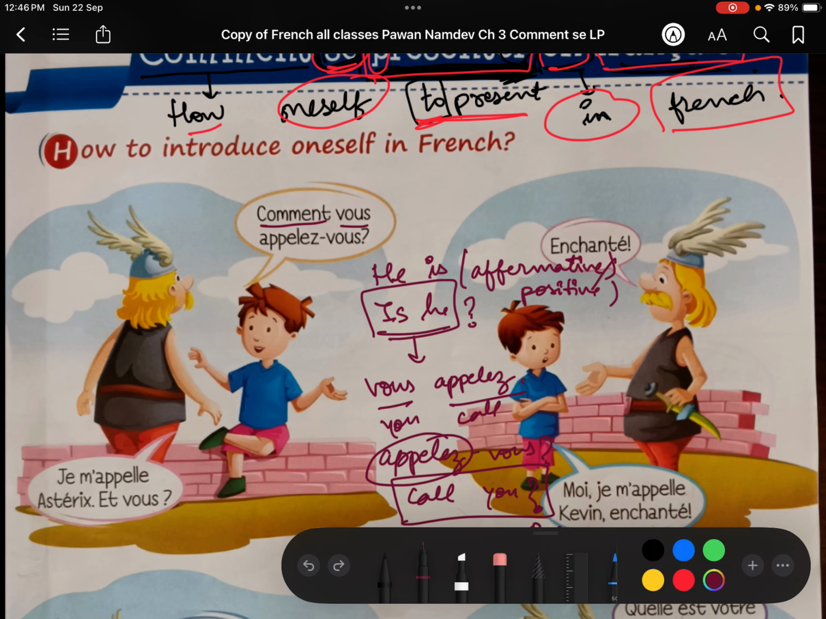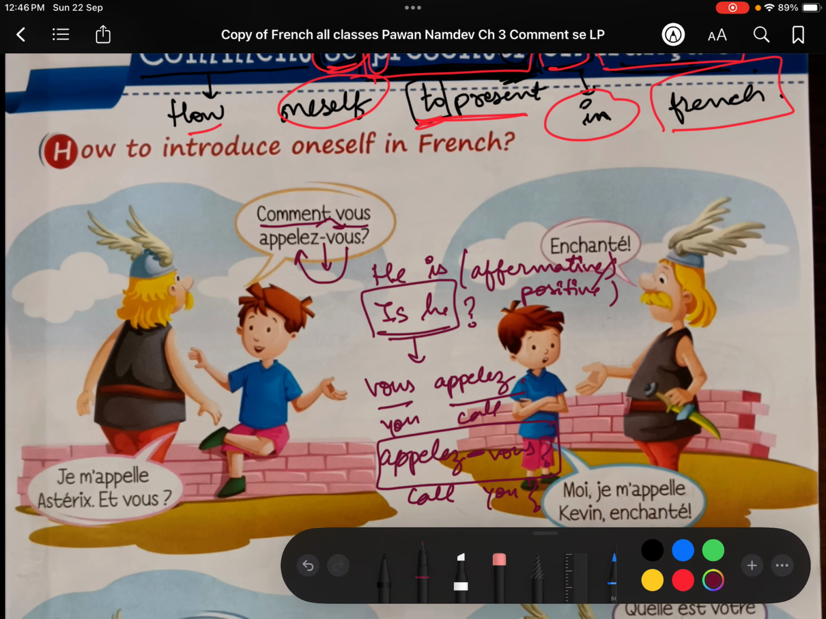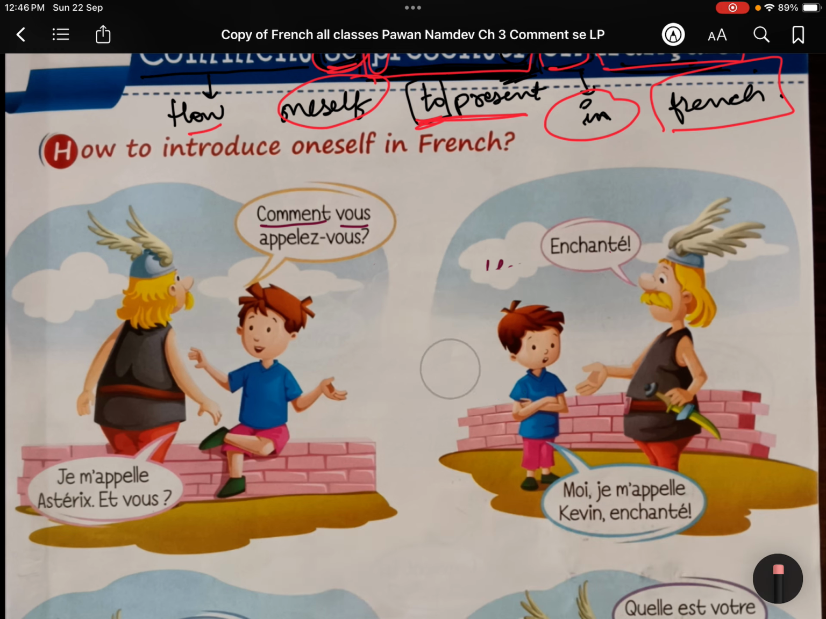But in French, whenever you are doing so, you have to put this marker, as you can see here. This symbolizes that these two words are connected, and we have just interchanged the positions. This marker means they are connected. All right guys, comment vous appelez-vous?